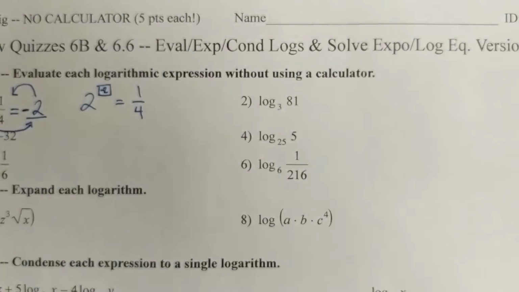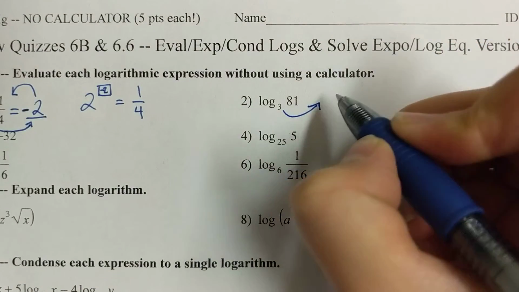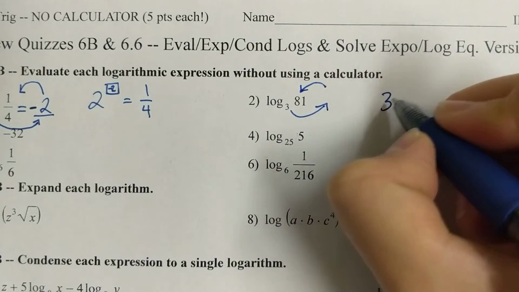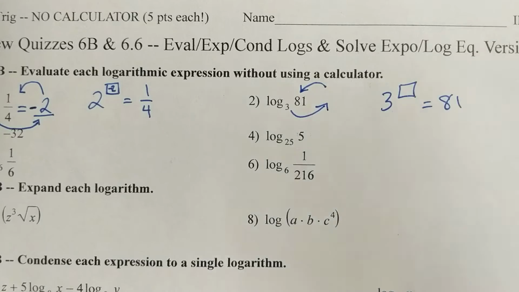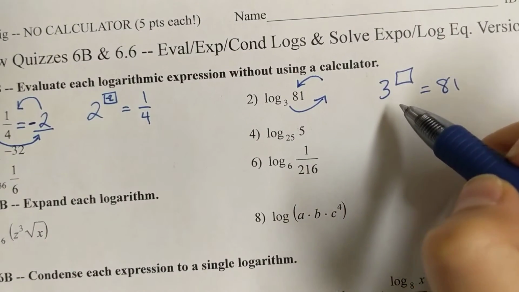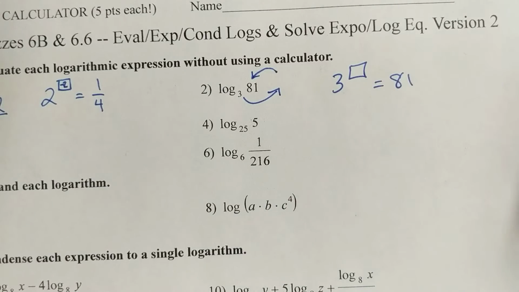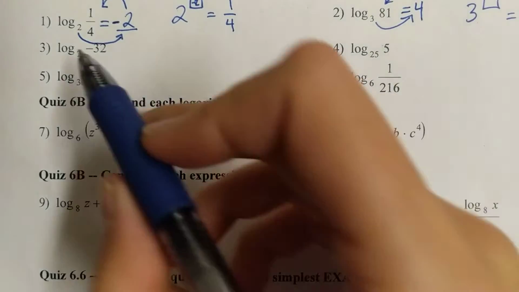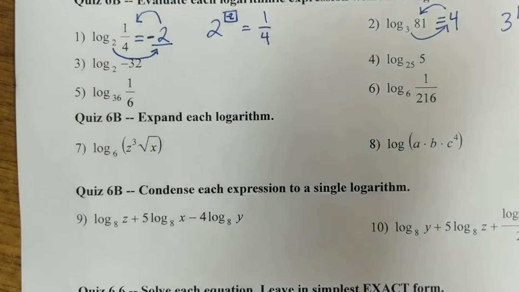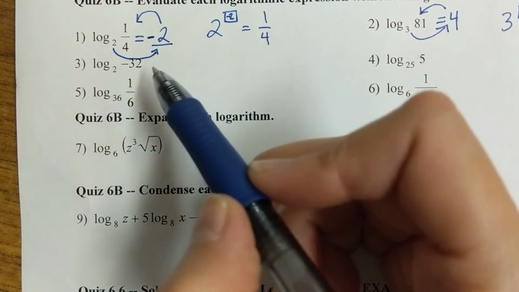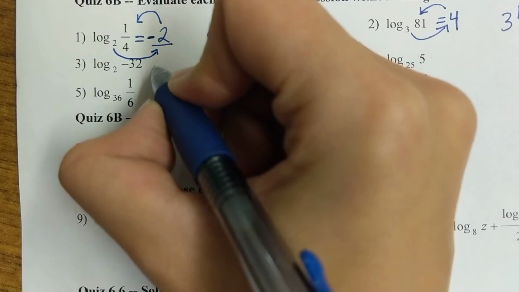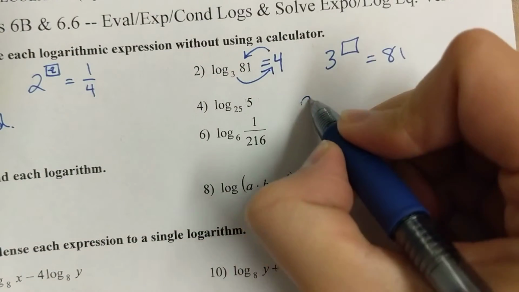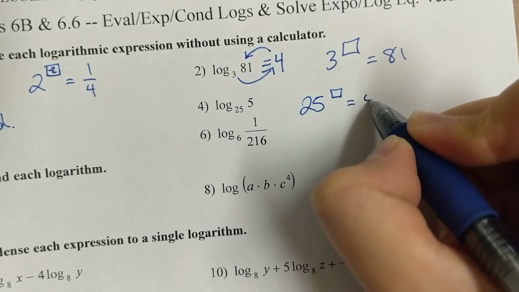All right, so 3 to the power of something equals 81. All right, so 3 cubed is 27, so I think that would be 4, right? So this is 4. 2 to the power of something is negative 32. You can't take the log of a negative. This is undefined. All right, now 25 to the power of something is equal to 5.